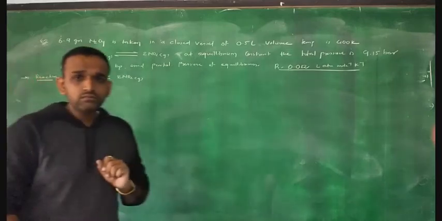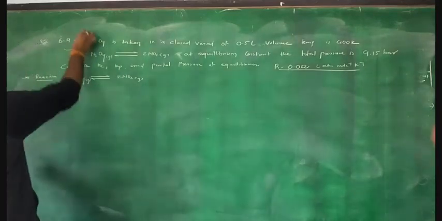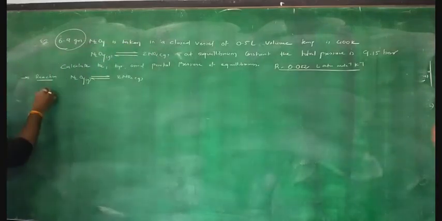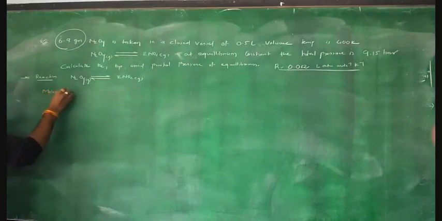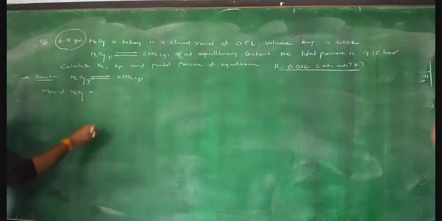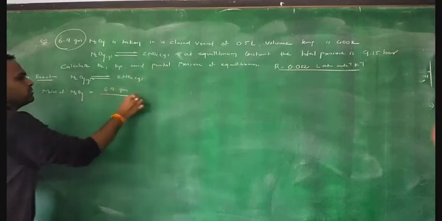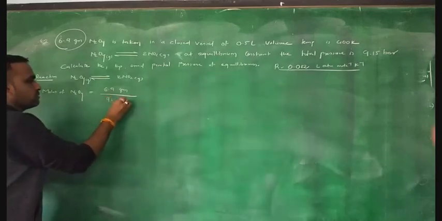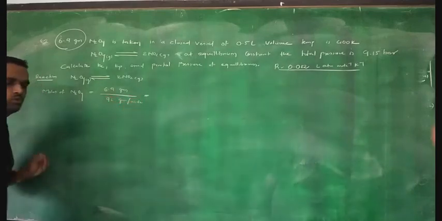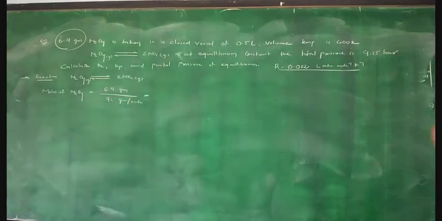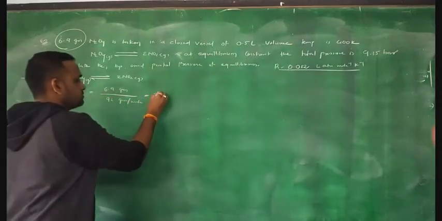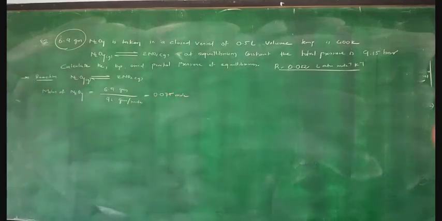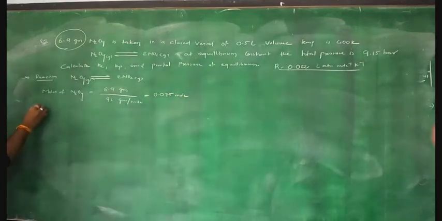देखिए, तो पहले तो मैंने ऐसा बोला था कि कोई भी का मास अगर ग्राम में दिया हुआ है तो पहले मोल में कन्वर्ट कर दो. तो मोल्स ऑफ N2O4 इक्वल्स टू मास कितना है? 6.9 ग्राम एंड मॉलिक्यूलर मास फाइंड आउट करो. N2O4 का कितना? 92 आएगा ग्राम पर मोल. फाइंड आउट कर दो, 0.075. Understand?